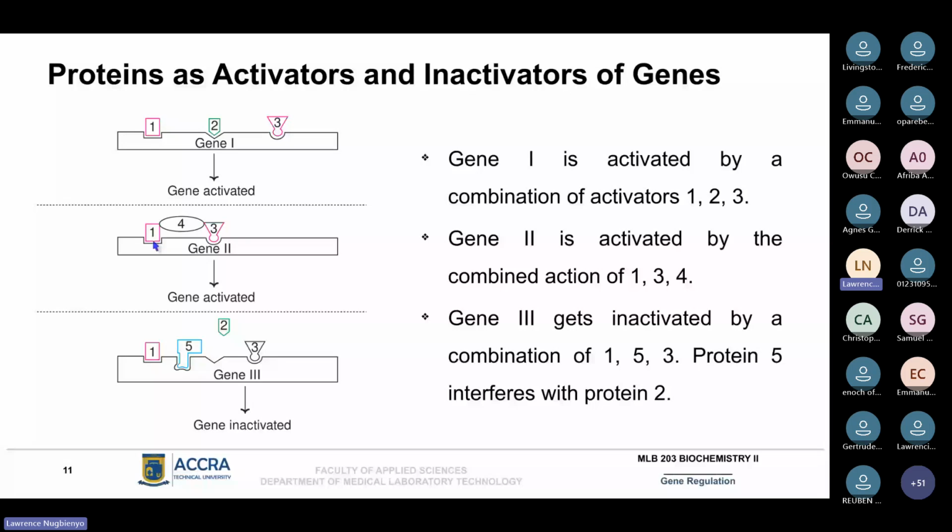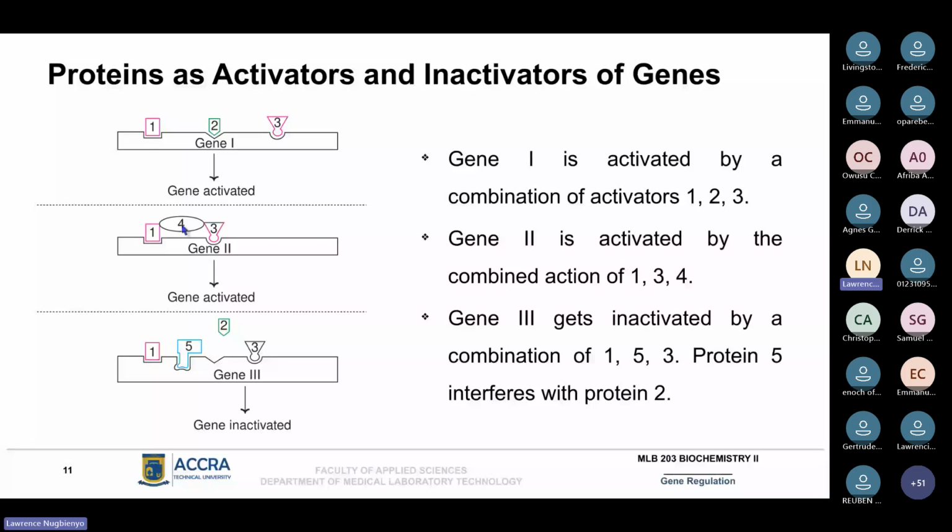You see what is happening with gene 1 is different. In gene 1, you see that the three different proteins are having direct interaction with the gene to cause its activation. In the second, you see only 2 proteins are having that direct interaction with the gene. The third protein, which is numbered number 4, is not having direct interaction with the gene, but it is causing an interaction between the number 1 protein and the third.